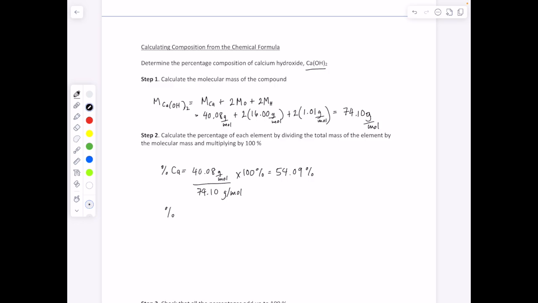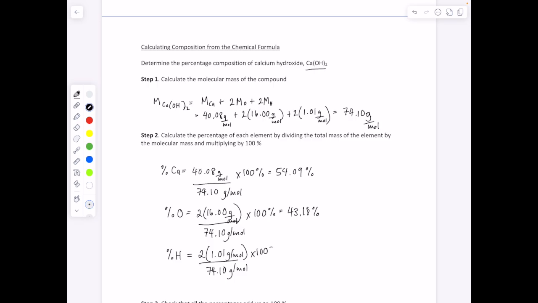The percent of oxygen is equal to 2 times the molecular mass of oxygen, because in the chemical formula they tell us that there are 2 atoms of oxygen, divided by the molecular mass of the compound. Multiply this by 100%, and we end up with 43.18% oxygen. And the percent of hydrogen, since there are 2 hydrogen, 2 times the mass of hydrogen divided by the total mass times 100%, we end up with 2.73% hydrogen.